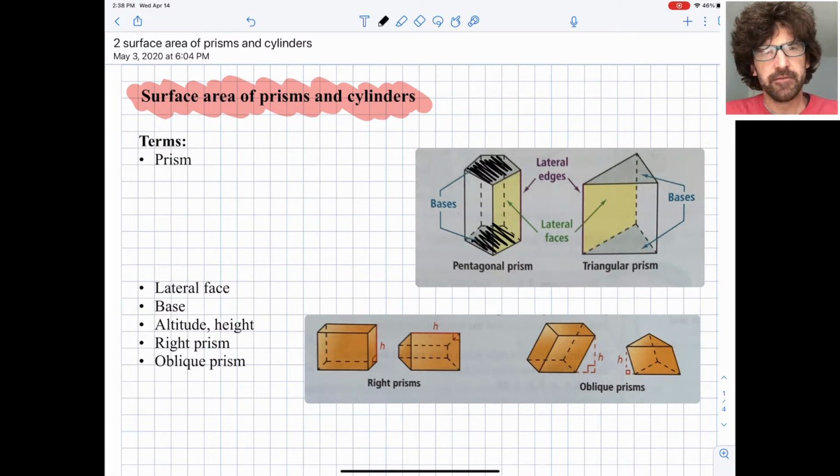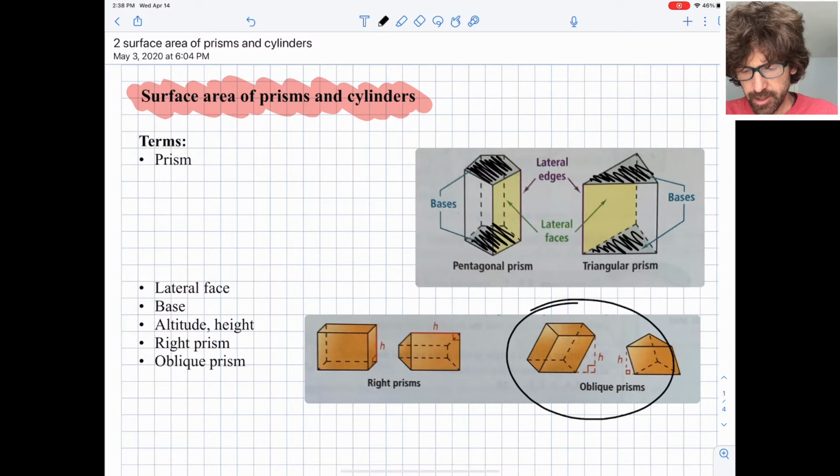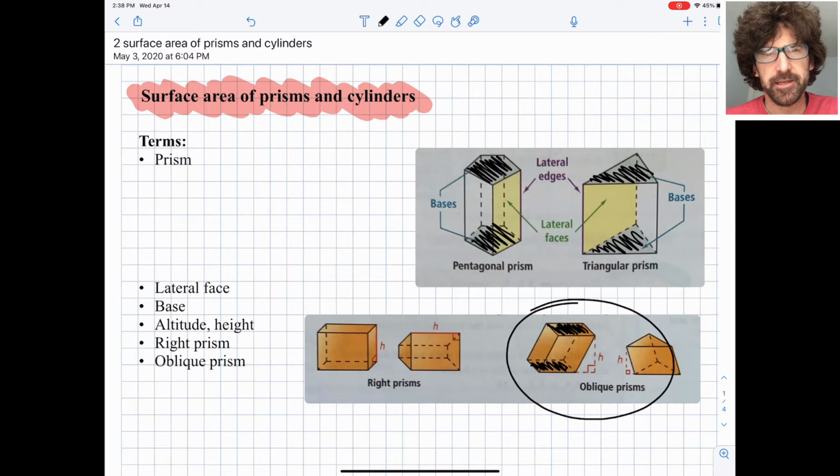And then the sides of the prism, the faces that are not the parallel congruent sides, are called the lateral faces. So once again here you can see the bases in this triangular prism are parallel and congruent. And additionally down here you can see that a prism doesn't have to have the bases directly on top of each other. We can have what's called an oblique prism where the top face is skewed over, shifted over a little bit relative to the bottom face, but still those two faces need to be parallel and congruent.